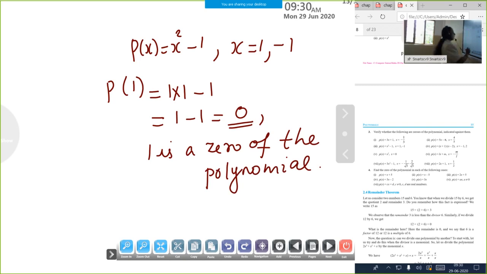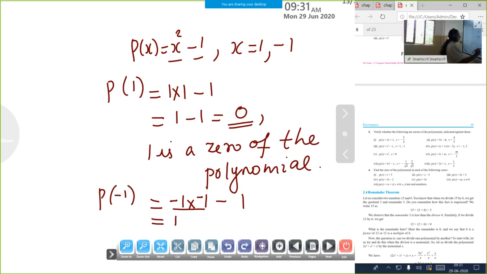Okay. Next we need to substitute P of minus 1. P of minus 1 equals x square, same polynomial, so we can write minus 1 into minus 1. That's the first term. X square means minus 1 into minus 1. Second term, minus 1. What's our answer? Minus 1 into minus 1 is plus 1. Second term is again minus 1. Here also we got the value 0. 1 minus 1 is also 0.